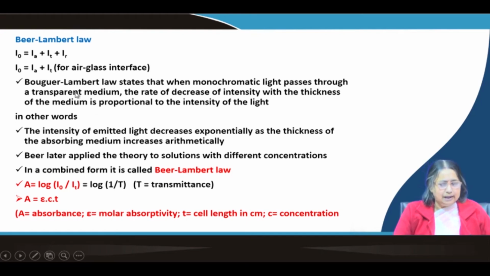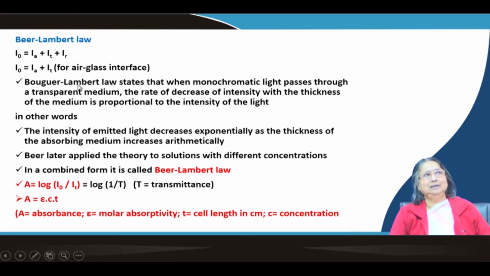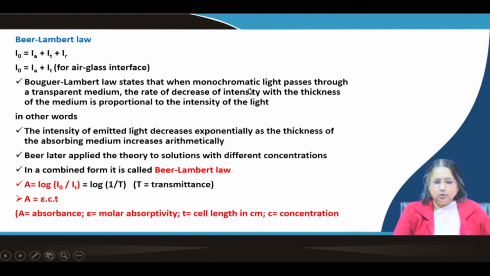What Lambert said, this is actually the Lambert-Bouguer law, but it is more famous as Lambert's law. It says that when monochromatic light passes through a transparent medium, very important, when monochromatic light passes through a transparent medium, the rate of decrease of intensity with the thickness of the medium is proportional to the intensity of light. So, this is Lambert's law.